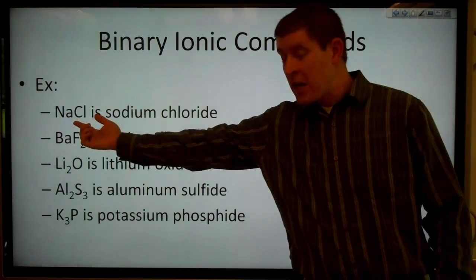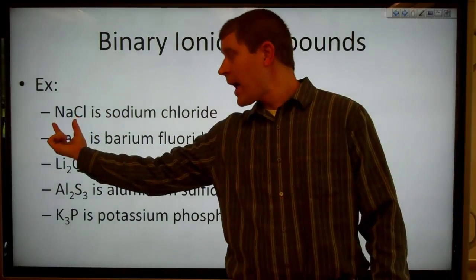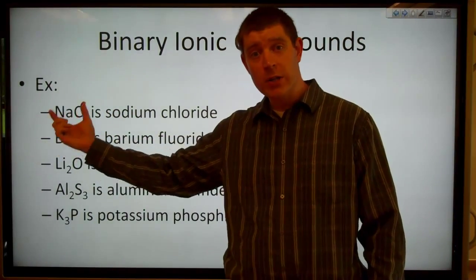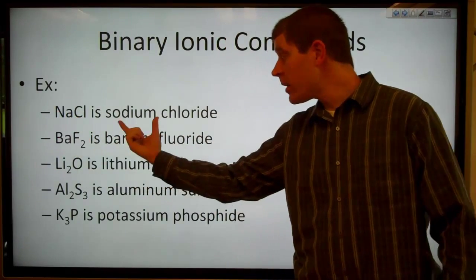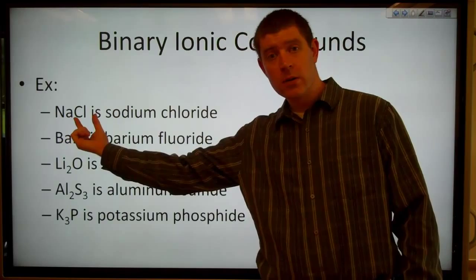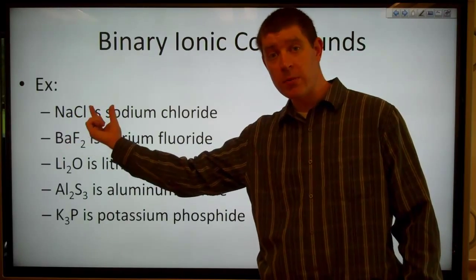So here we have NaCl. Well, we name our cation. The cation is the positively charged one. That will be the metal. It's always the one listed first on the left. So we have sodium and chlorine. Chlor is the root, so that becomes chloride.